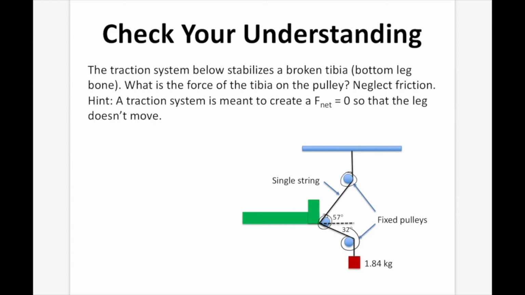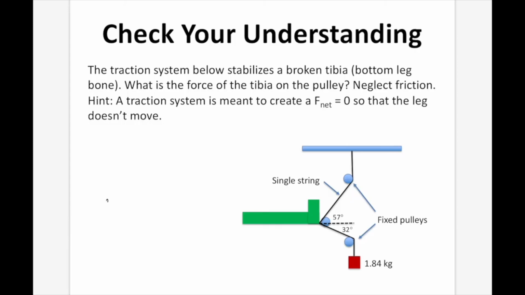Hint, a traction system is meant to create an F net equal to 0 so that the leg doesn't move. For the leg to heal, it needs to be stationary. So you need to have everything set up so that the leg does not move. So you need to have an equal force up as you do down, as you have left. So they're all going to need to equal each other. So I'd like you to pause the video and answer this question.